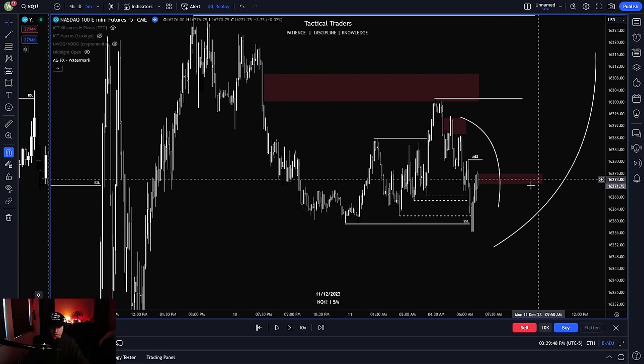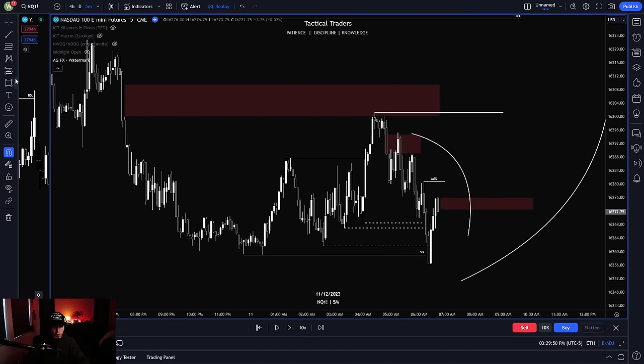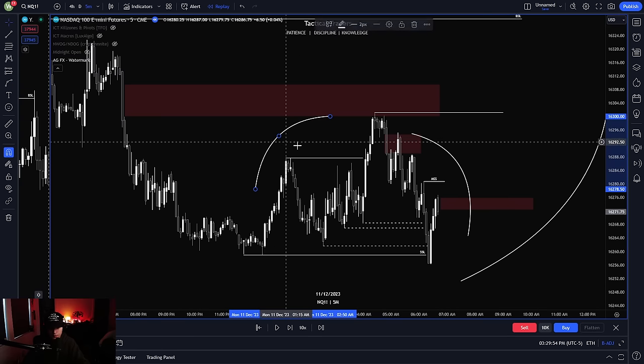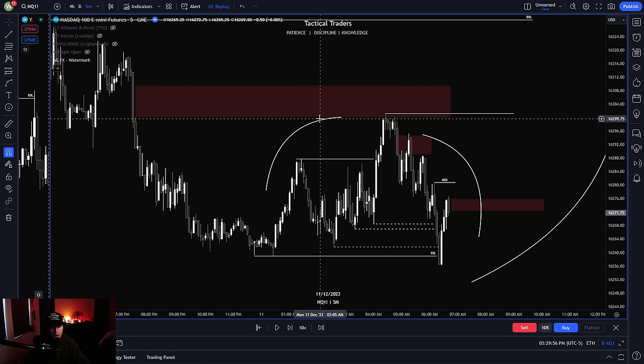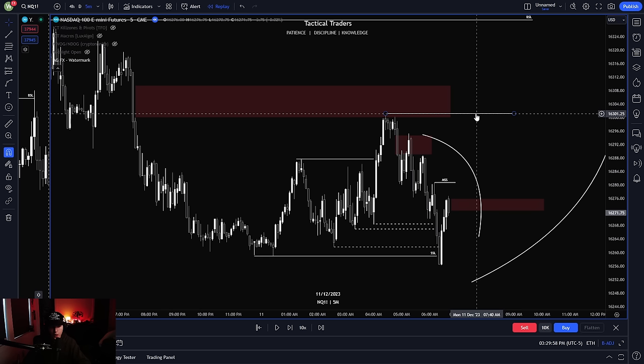Models inside of models inside of models. This is the market. Once you start to see the market in this way, you will understand where the market wants to go, and why the market wants to go there. Why are markets moving? Hunt liquidity, rebalance to inefficiencies, rebalance to equilibrium. Everything that you see, everything that you trade needs to be focused on that.